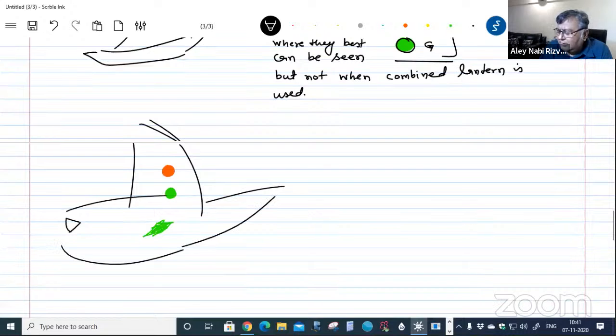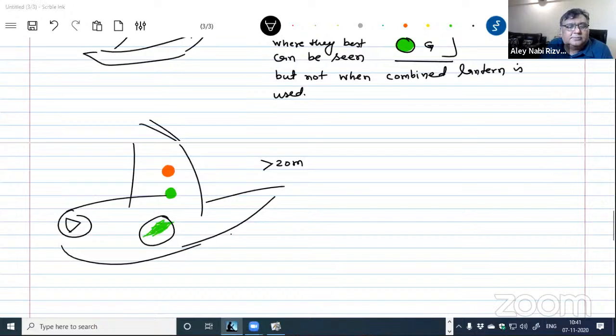Okay, that means this vessel is more than 20 meter, because if the vessel is less than 20 meter, these lights can be combined in a lantern. So now we'll describe some lights. Say for example, you see this light, or you see this light and this way, or you see this one.